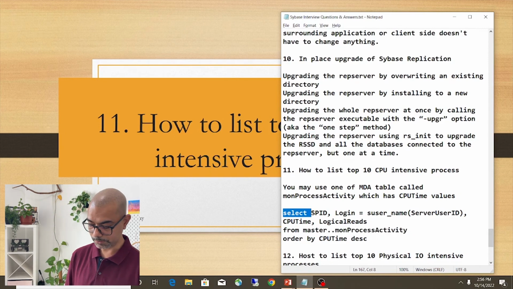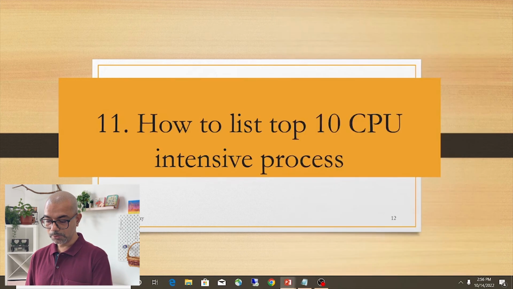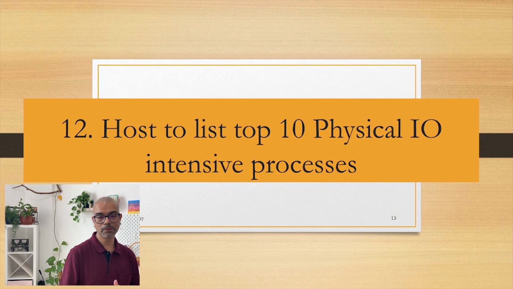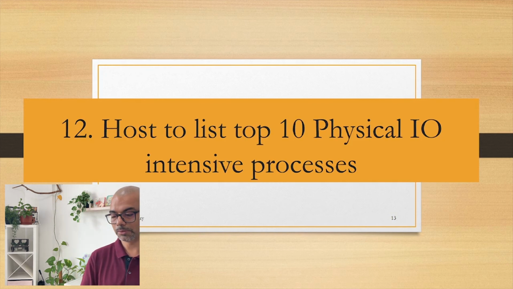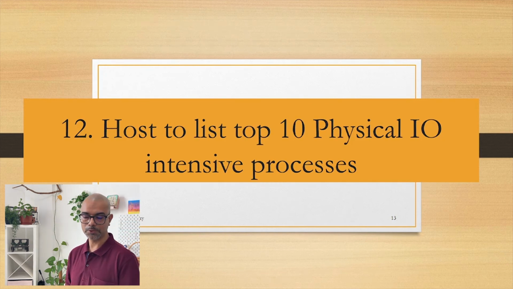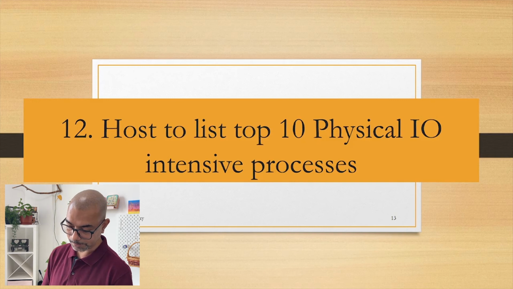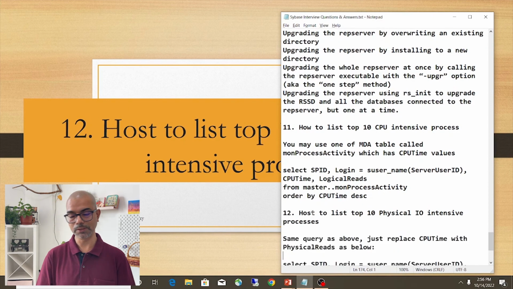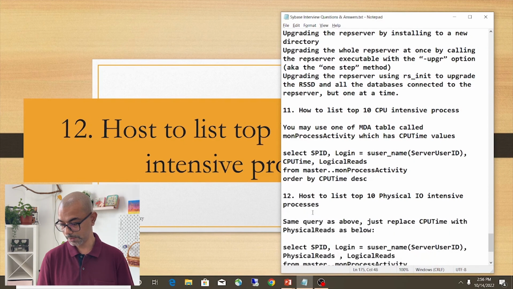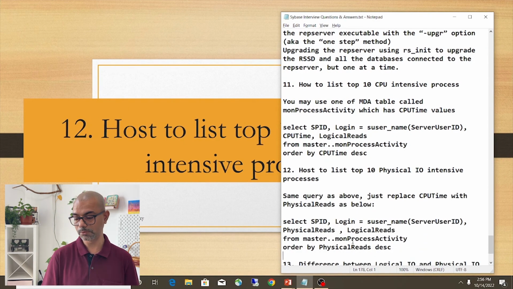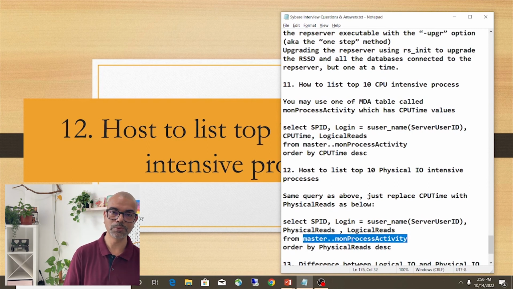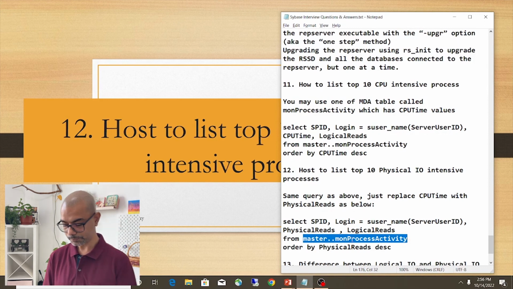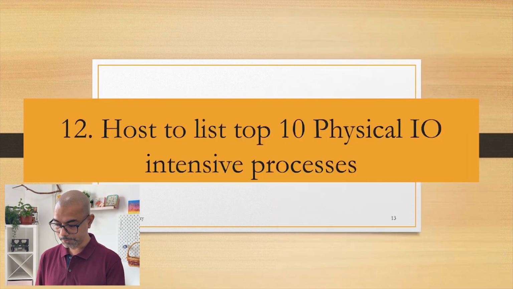A straightforward thing. Now, how will you get the top 10 most physical IO intensive processes? Again the same thing: instead of CPU time, you can use PhysicalReads, from the same MDA table, monProcessActivity. So this will help you in finding both CPU time as well as physical IO. Okay, so far so good.